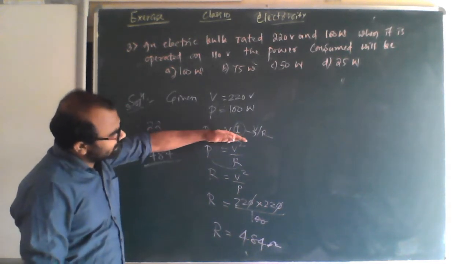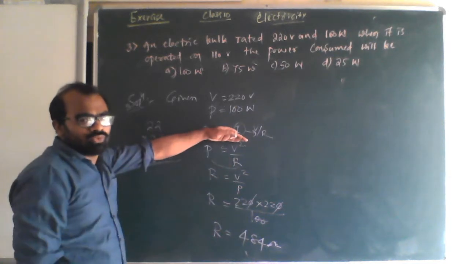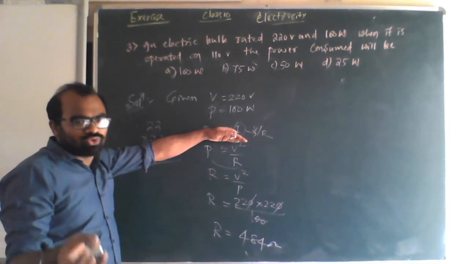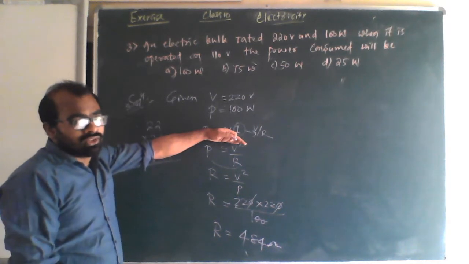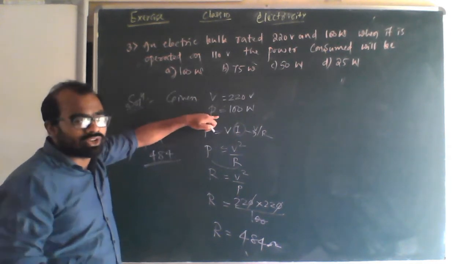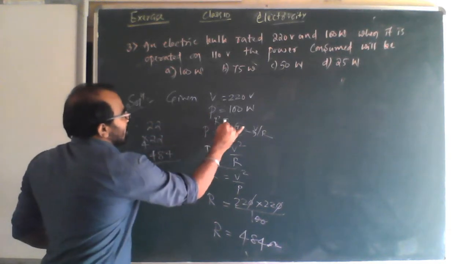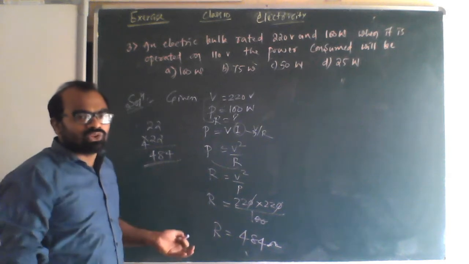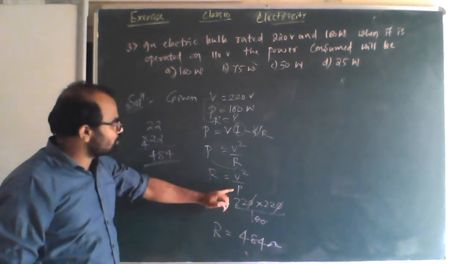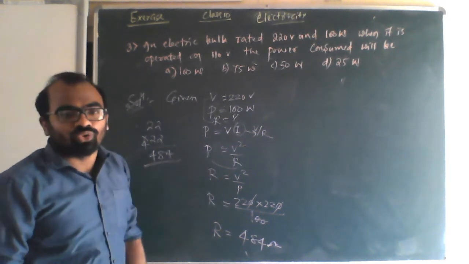If you directly know this formula, then no problem. We have three formulas: P equal to VI, P equal to V square by R, and P equal to I square R. Here we have V and P and we need to find R. What formula connects these three? That is P equal to V square by R. Use that formula and we find R equal to 484 ohm.